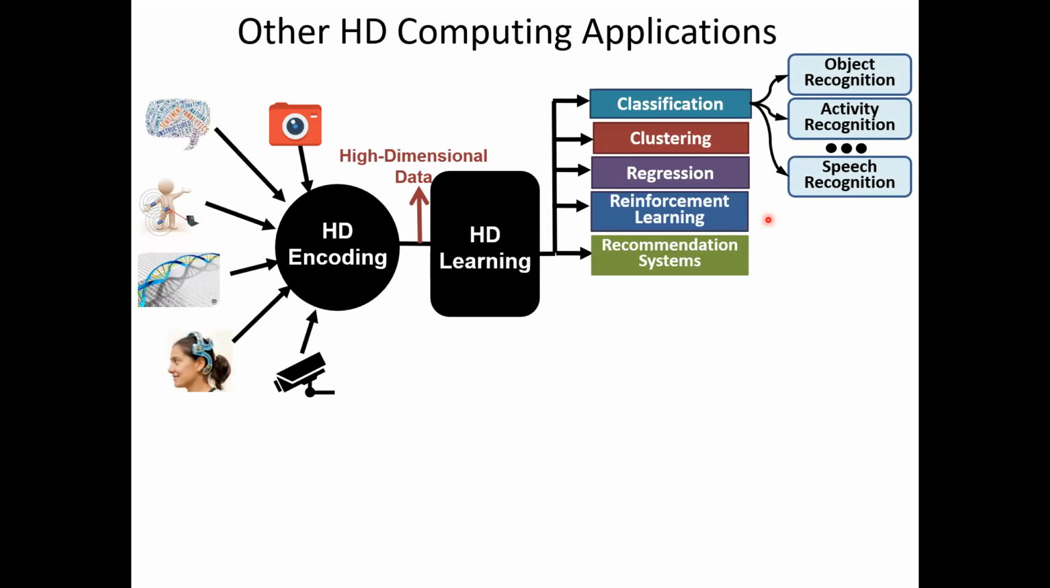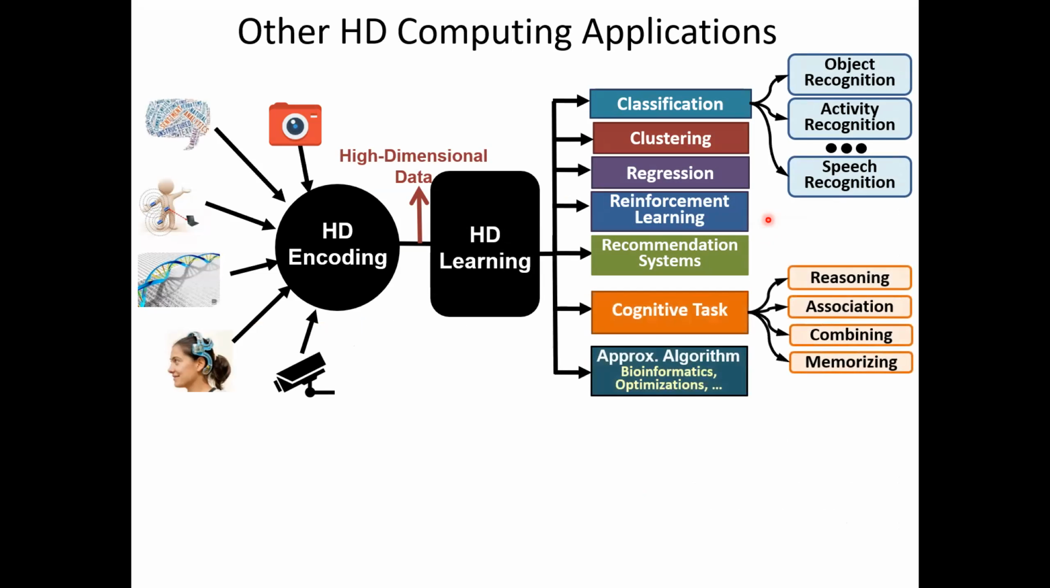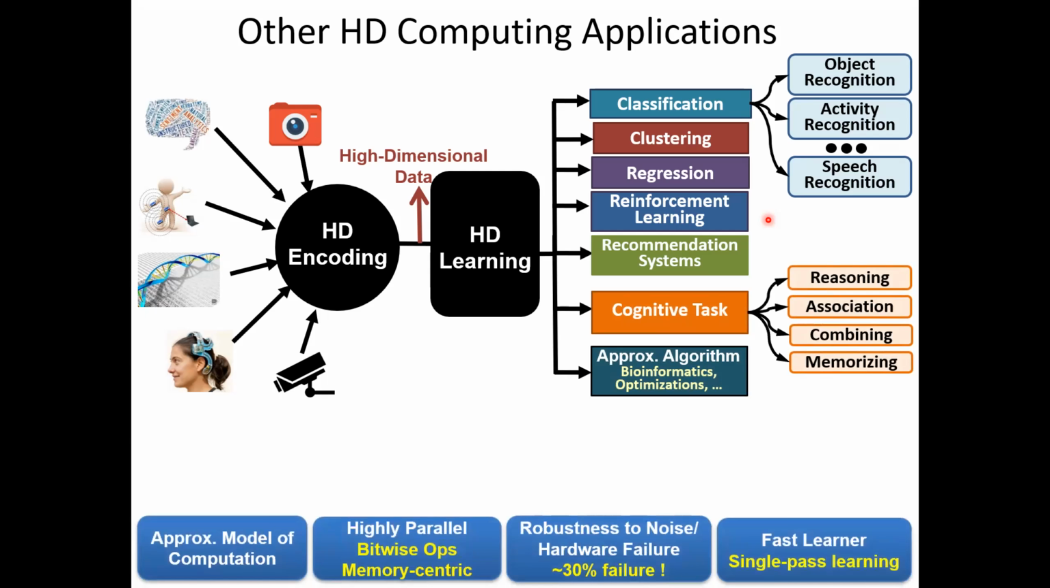We have designed different libraries, some of them open source and some of them will be, that show how you can perform classification, clustering, regression, reinforcement learning, or even cognitive tasks over encoded data in a very native and very efficient way. But what's the main advantage we have in hyperdimensional computing in terms of the learning process?